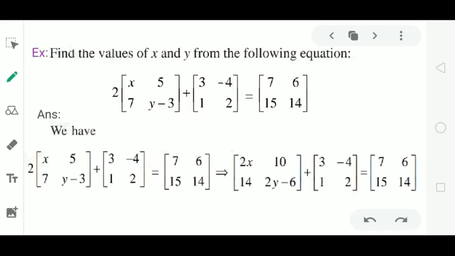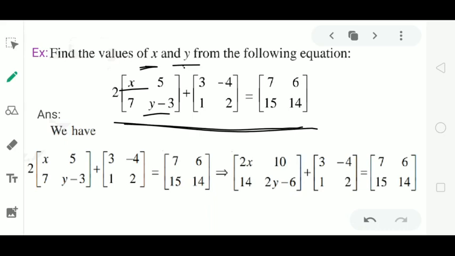Next example. Find the values of x and y from the following equation. Here we again have an equation, but here x and y are elements of the matrices. x and y are not the matrices here. In this example, they are just elements of a matrix, not a matrix itself. Now from this equation we have to find the values of x and y.